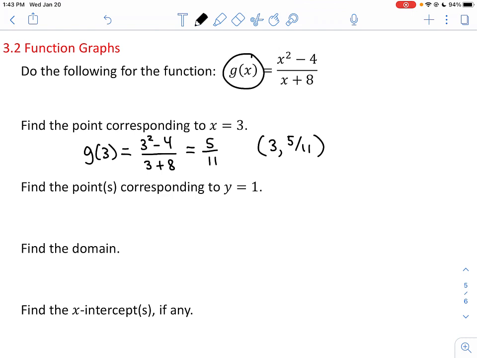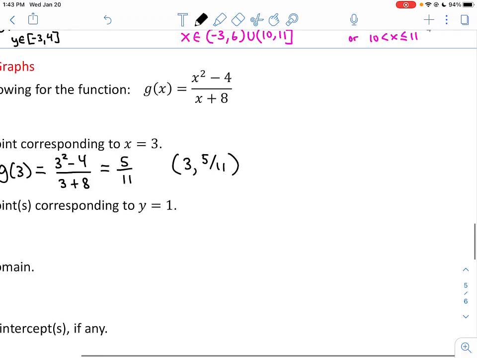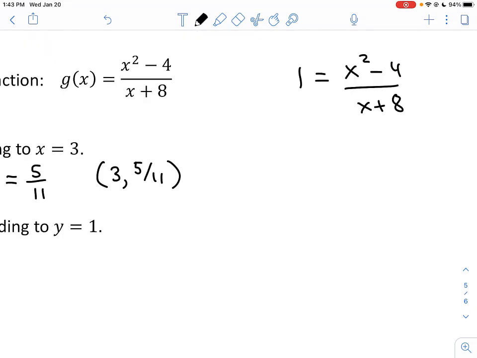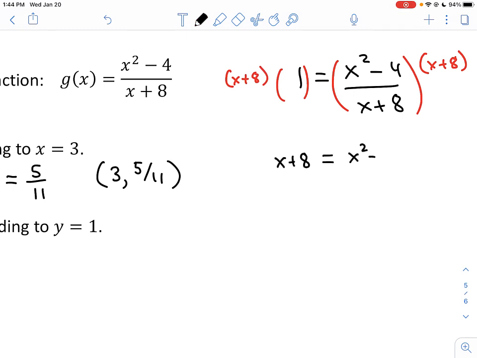So what we want to do is change this to 1, because g of x is a representation of y. So we wind up actually needing to solve this equation: 1 equals x squared minus 4 over x plus 8. I'm going to multiply both sides by x plus 8. X plus 8 times 1 is just x plus 8. And over here we get the cancellation of the x plus 8s, leaving x squared minus 4.